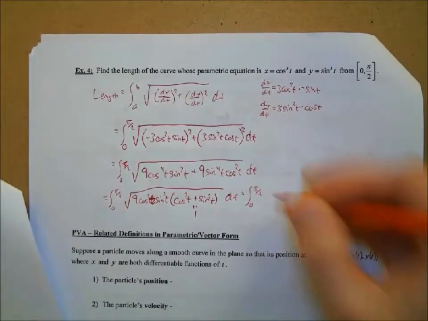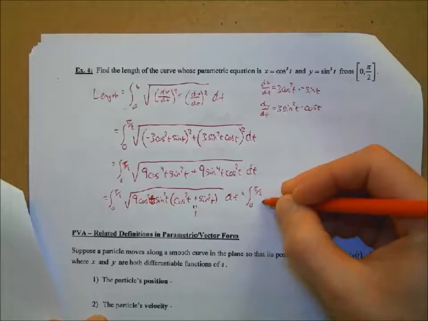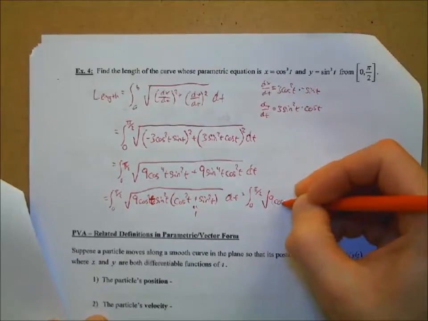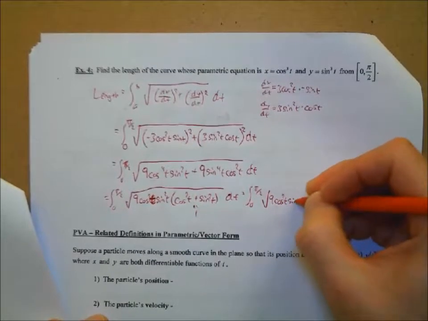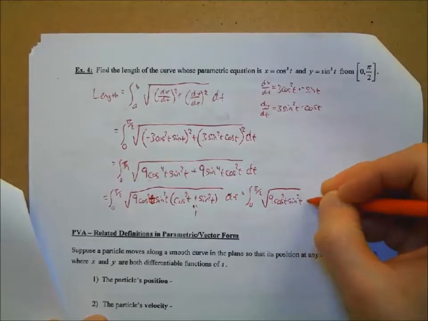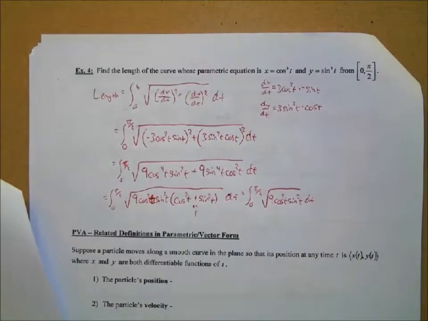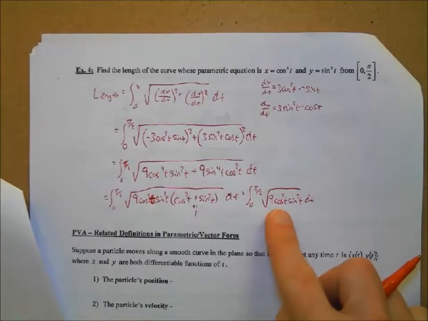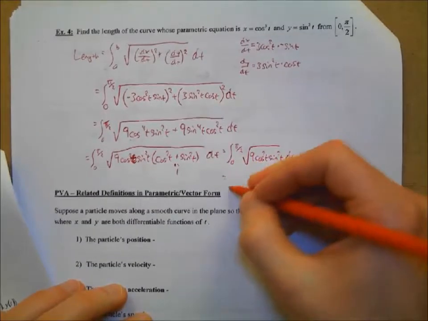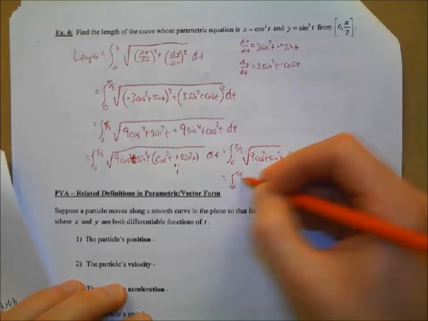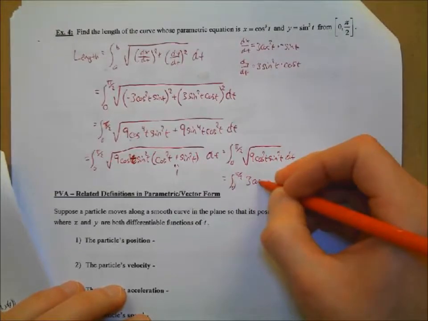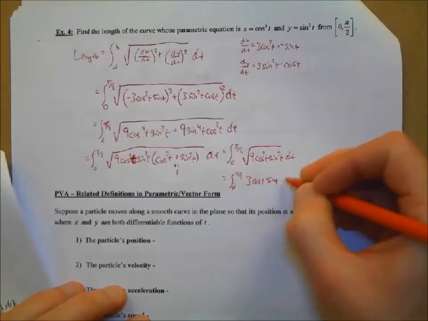Okay, and so we're integrating from 0 to pi over 2 of the square root of 9 cosine squared t sine squared t dt. But, oh my gosh, they're all perfect squares. So it's 3 cosine t sine t dt.